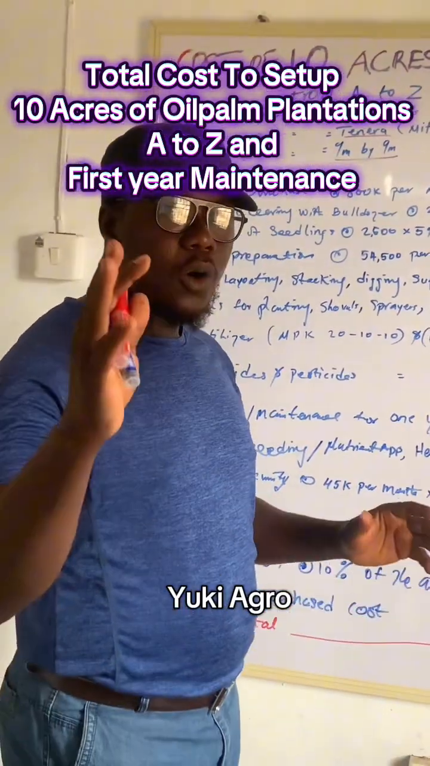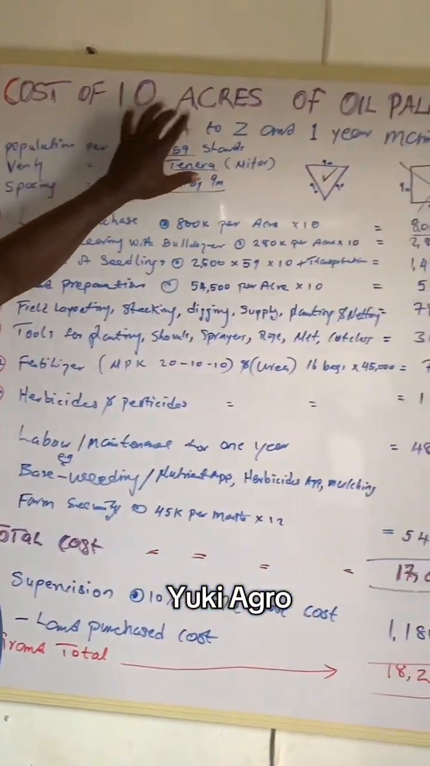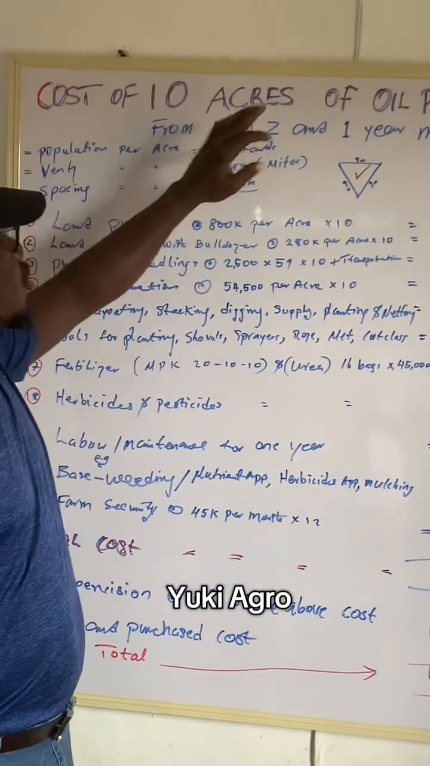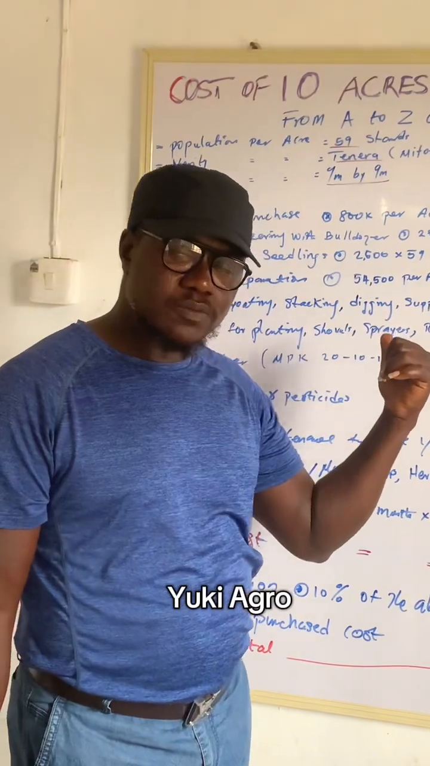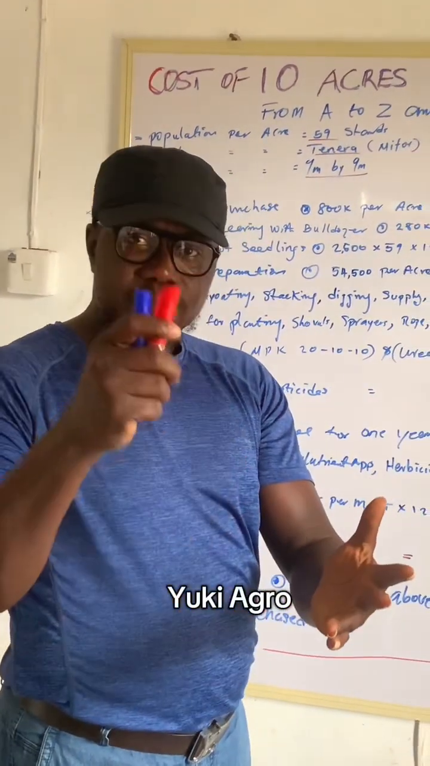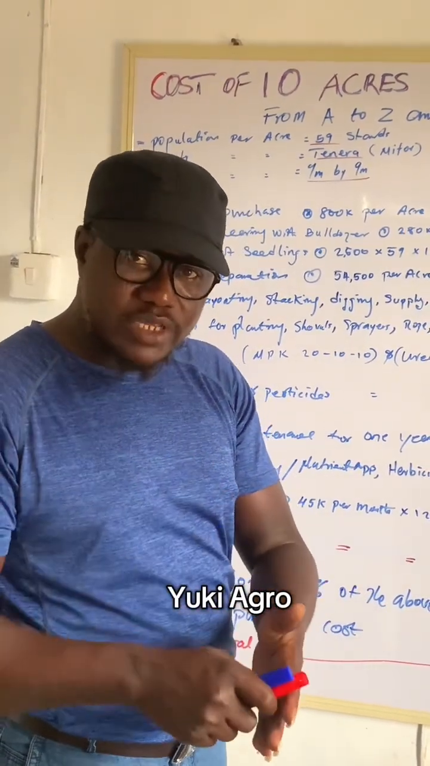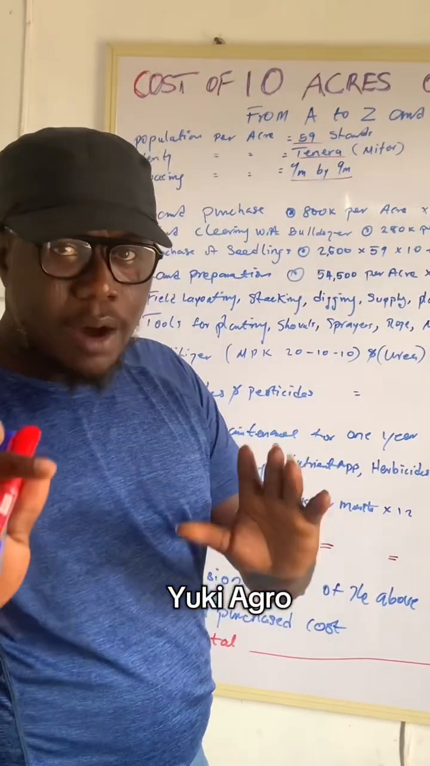Now, let's take it one by one. Like I said, A to Z, cost of 10 acres of oil palm plantation. One year maintenance is included in this calculation, which has to do with the planting, the weed maintenance, the nutrient applications, everything is inside this breakdown, and we are going to be taking it one by one.